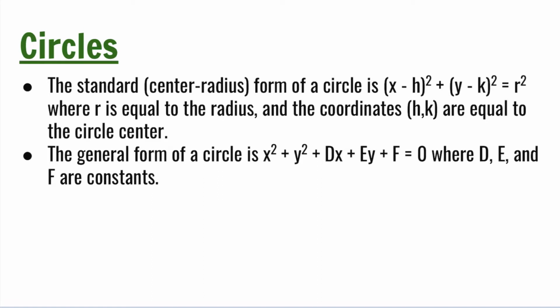On the other hand, the general form of a circle is x² + y² + dx + ey + f = 0, and d, e, and f here are constants.